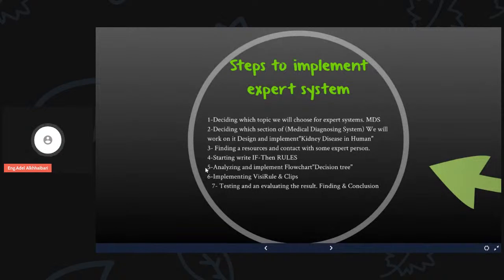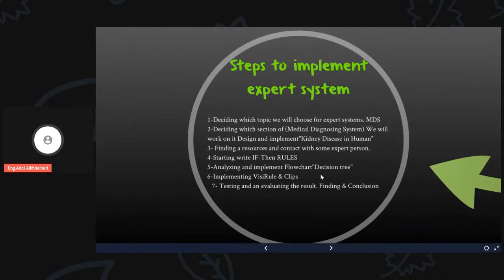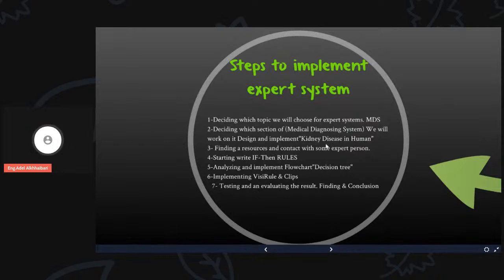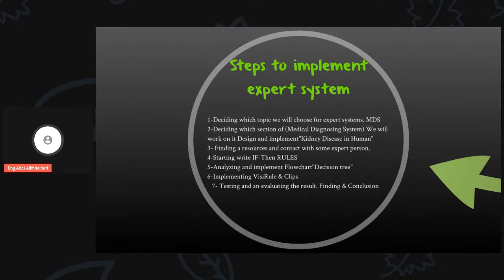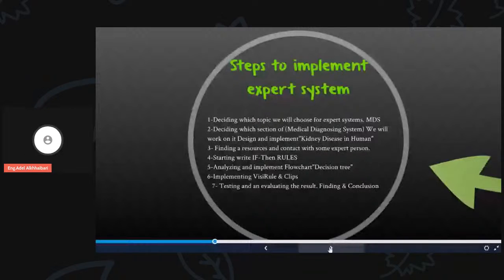The fifth thing, analyzing and implementing a flowchart decision tree. For the flowchart, it is interesting to see how the yes or no trees were done for this project. Then implement visual rules in CLIPS. The last thing, testing and evaluating the results, findings and conclusion. This is all the information about this project. I will give you step by step information and knowledge about my project.